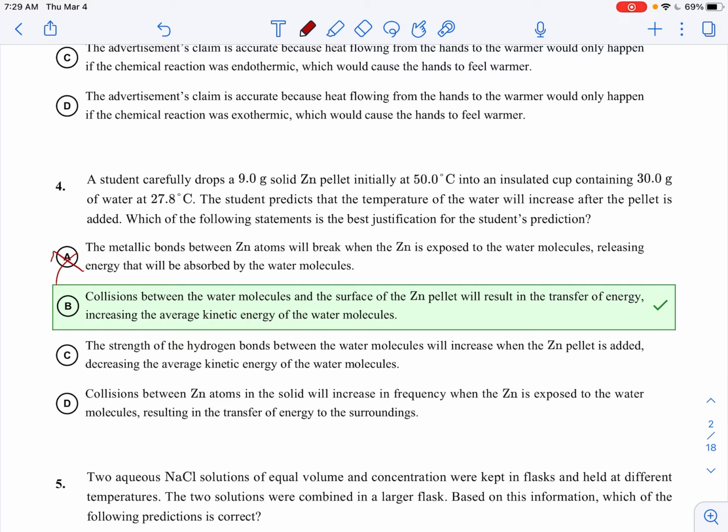C says the strength of the hydrogen bonds between water molecules will increase when a zinc pellet is added, decreasing the average kinetic energy of the molecules.